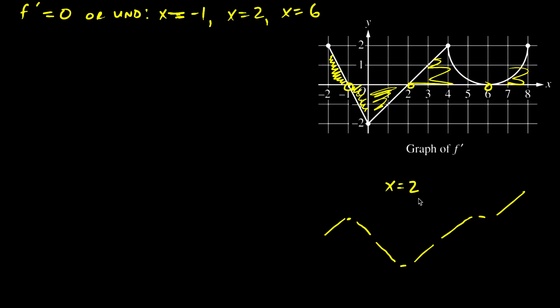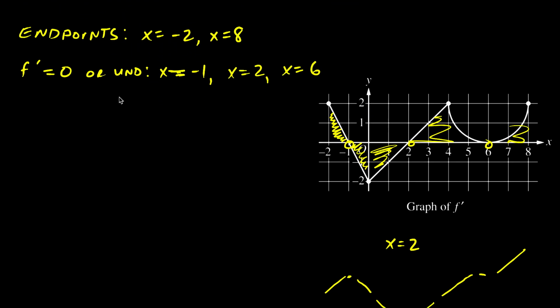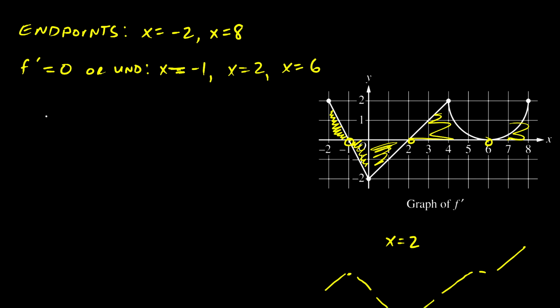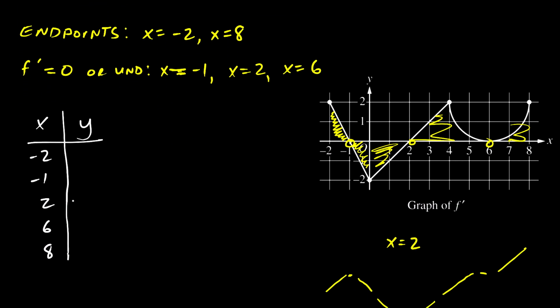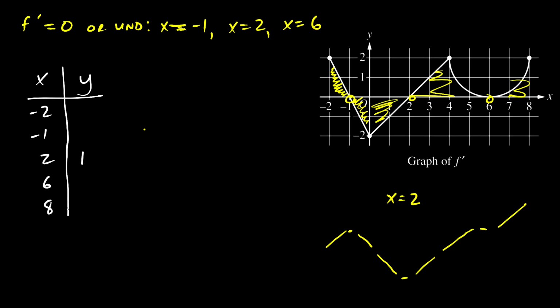So let's just talk about what we really want to do with this. In terms of the theorem itself, we should set up a little chart here, a little table. What are we looking at? We're looking at -2, -1, 2, 6, and 8. And we're going to be able to discount some of these. So we already know at 2, this is very important, we had that value, f of 2 is 1. So at 2, we already know the value is 1. And we're just going to compare values and see, what's our smallest value? What's the absolute minimum?